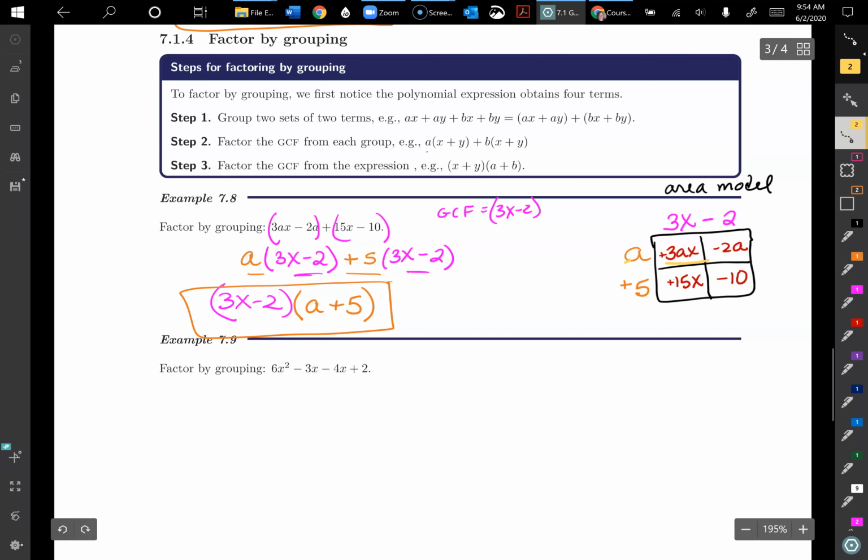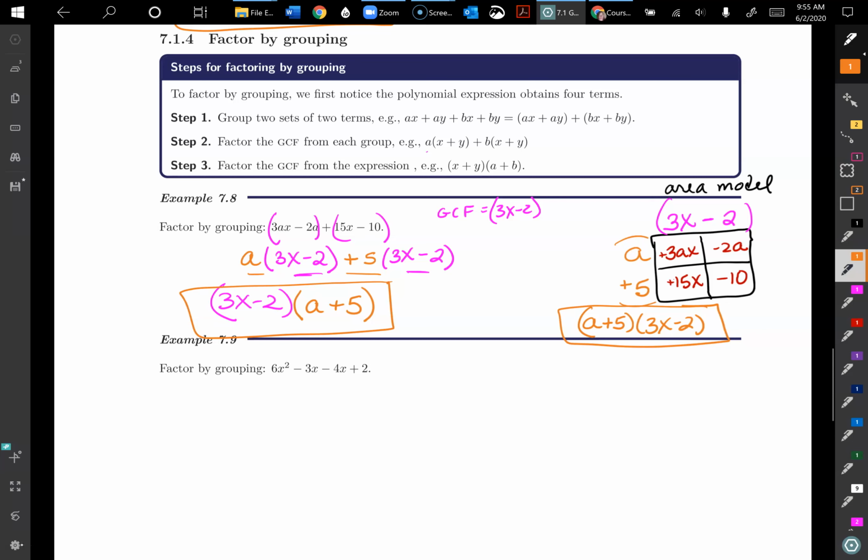A times 3x does in fact give me 3ax. A times negative 2 gives me negative 2a. 5 times 3x gives me my 15x. 5 times negative 2 gives me my negative 10. So now all I have to do is kind of stick some parentheses around these things, but don't leave it just like that. You want to rewrite it properly. A plus 5 times 3x minus 2. And you get the same answer. It's in a different order, which is fine because we have multiplication going on here, so it's commutative. So these are equivalent.